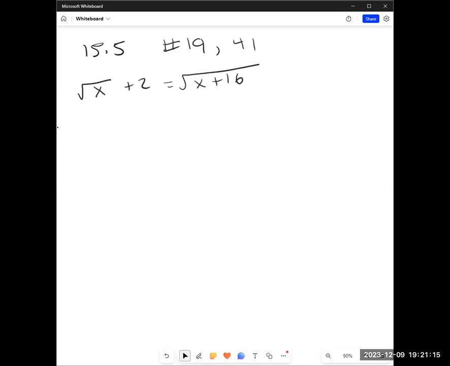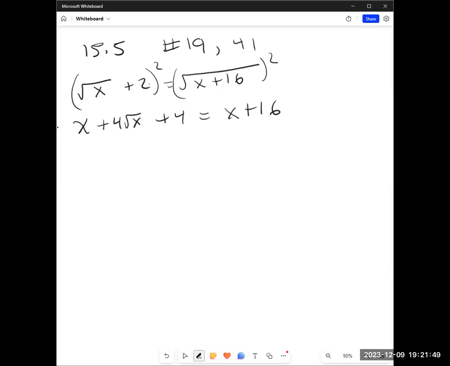So we're going to end up having to square both sides, and we're going to get a middle term that has a square root in it. When we square both sides here, we have the square root of x times the square root of x is x. 2 times the square root of x and another 2 square root of x is 4 square root of x, plus 2 times 2 is 4. When I square this square root, I get x plus 16.